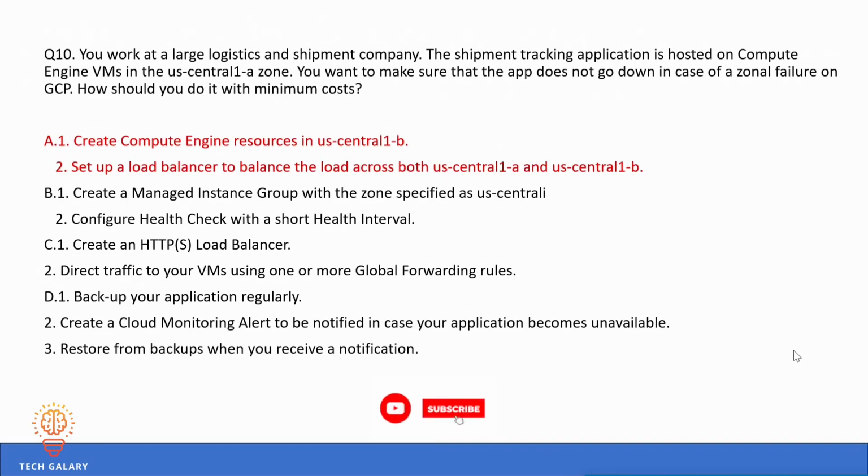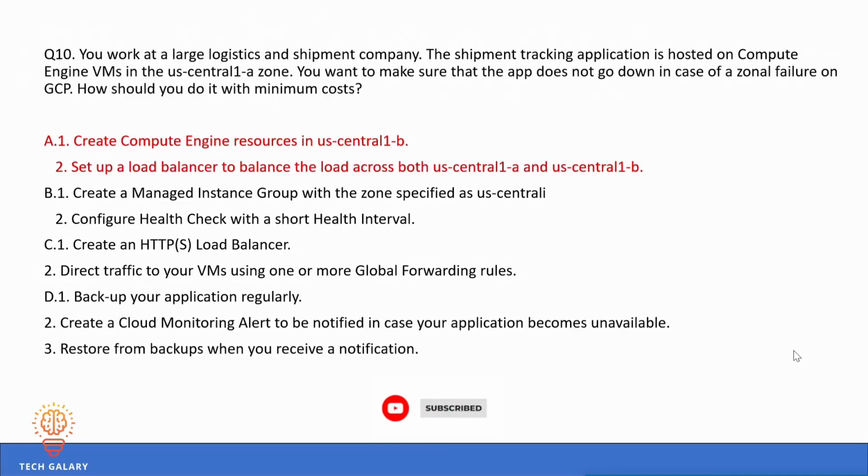So in option B, we are creating a managed instance group in the zone US Central and we are configuring the health check. But this health check will not be helpful if the zone goes down. So here in the question, we have to ensure that the app does not go down in case of a zonal failure. But if the zone goes down, configuring the health check will not be of much use. So option B is not the correct.